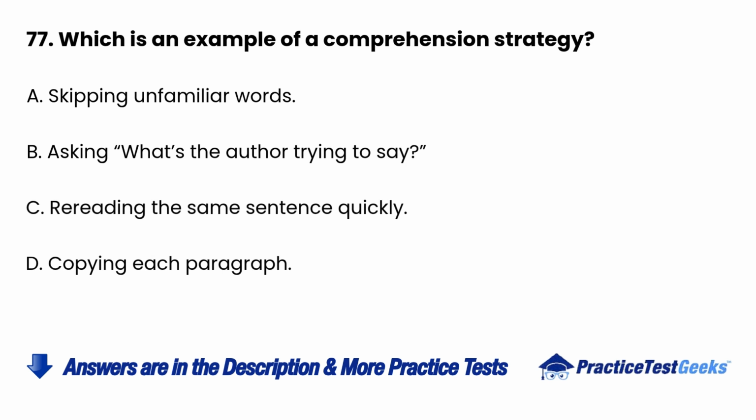77. Which is an example of a comprehension strategy? A. Skipping unfamiliar words. B. Asking what's the author trying to say. C. Rereading the same sentence quickly. D. Copying each paragraph.